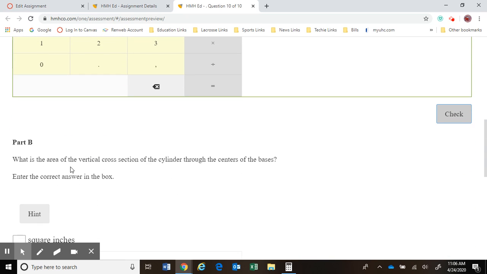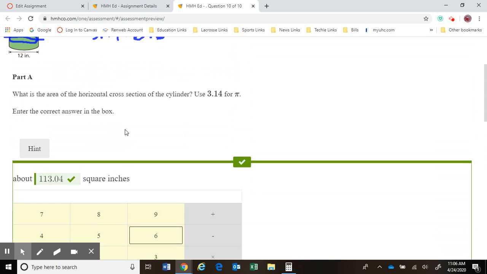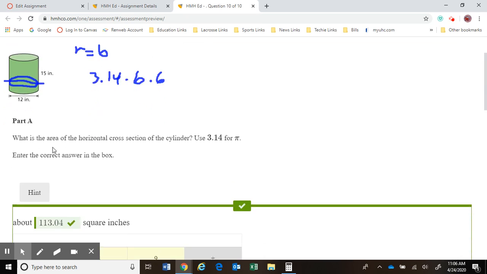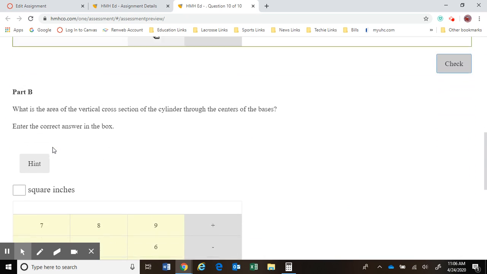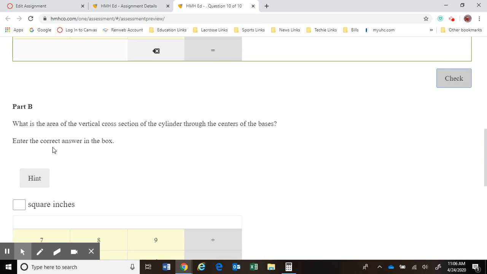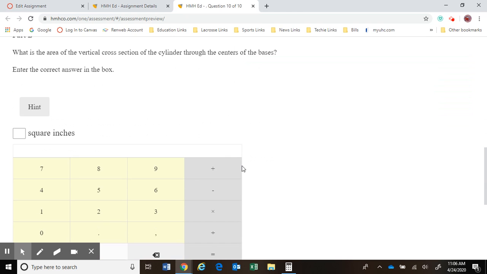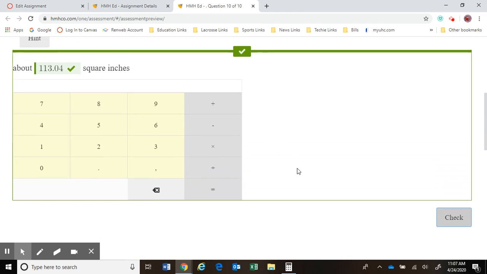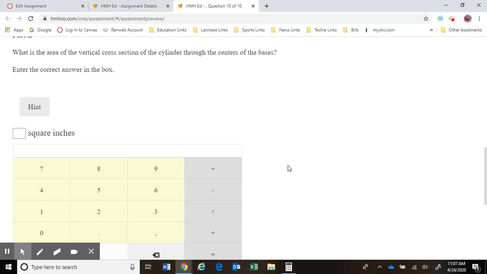Now what's the area of the vertical cross section? So now we're cutting it vertically this time. If we cut it vertically, what shape does it make now? Well, now it makes a rectangle. So now that 15 does come into play, and it's simply what are the dimensions of it? Again, here's my cylinder. This is 15. This is 12.